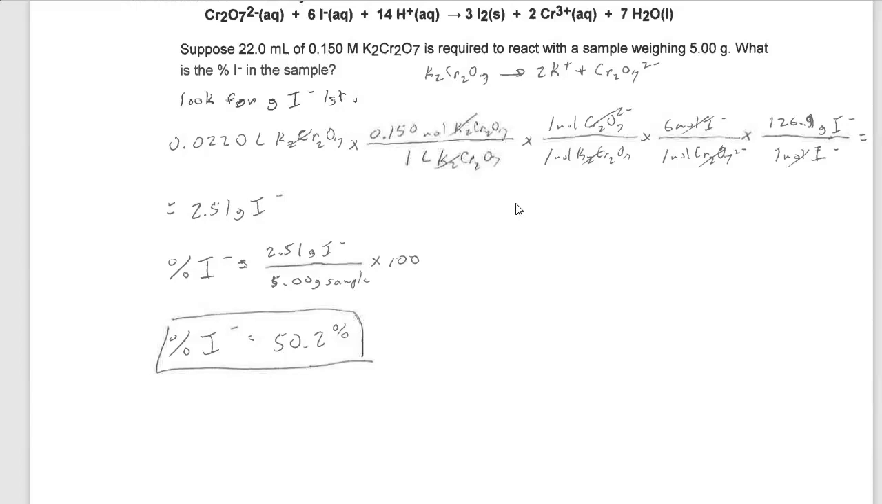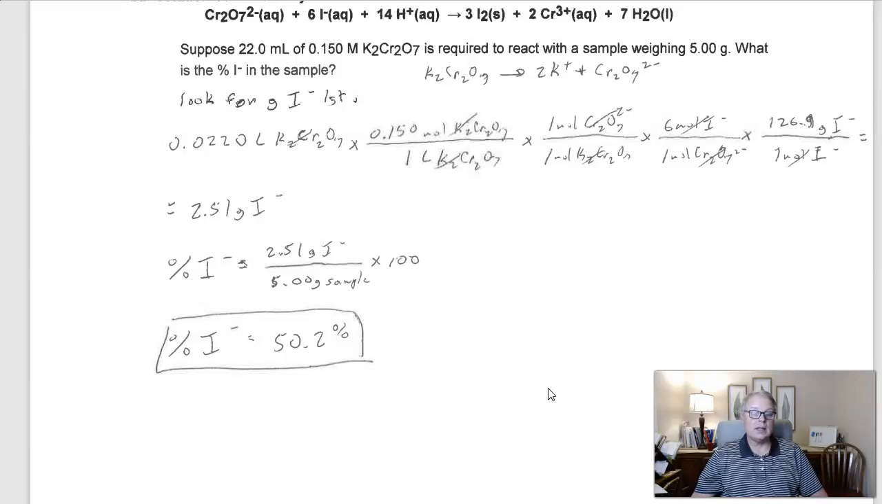But that wasn't the question. The question is, what is the percent I minus? And it asked for how many grams of I minus. So now to get the percent, it's pretty simple. I've got 2.51 grams of I minus. The entire sample weighs 5 grams. Multiply by 100 to get to a percent, 50.2% I minus. And that's how it works.